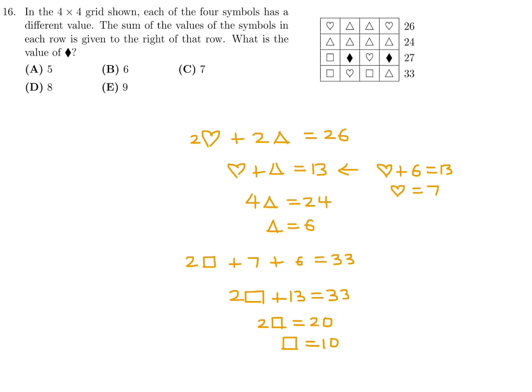And now finally, we can figure out what they want us to figure out using that third row. And that one gives you a square, which is 10, plus 2 of these diamonds, plus a heart, which is 7, is 27. So doing that math, we get 2 diamonds is equal to 10, and therefore 1 diamond is 5. And that's it. So number 16, the answer is A.